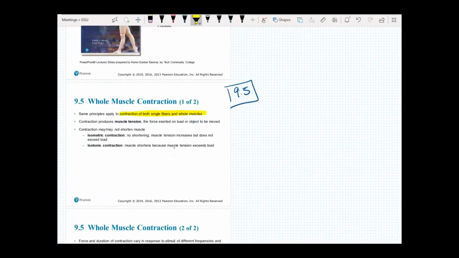So contraction will actually produce something called muscle tension. And this is the biggest force that we're going to talk about within this chapter. It's the purpose behind a muscle contraction. So muscle tension is a big concept. And this is going to be the force that is exerted by a contracting muscle.